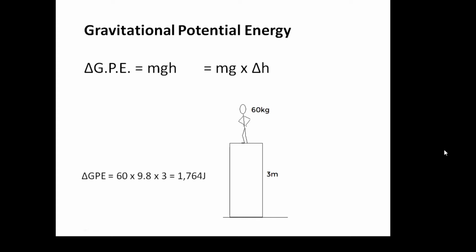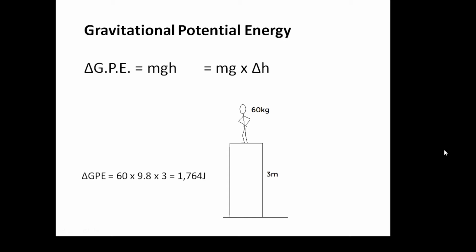Gravitational potential energy is mgh. That comes from work equals force times distance, mg times h. I think it's better to talk about the difference in gravitational potential energy. Until we do gravitational fields, basically if an object goes up, then it gains gravitational potential energy. If it comes down, it loses it.